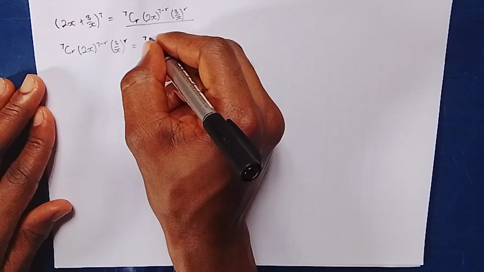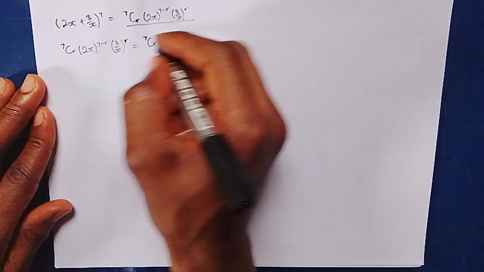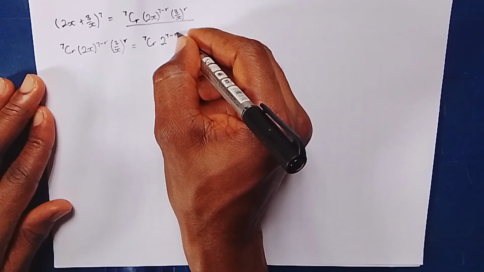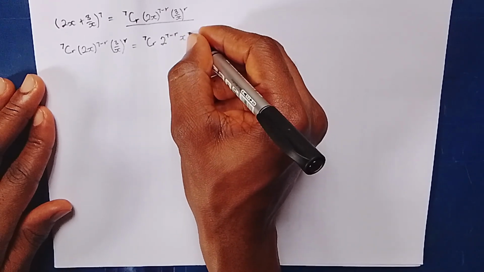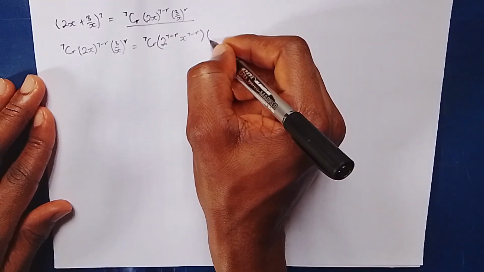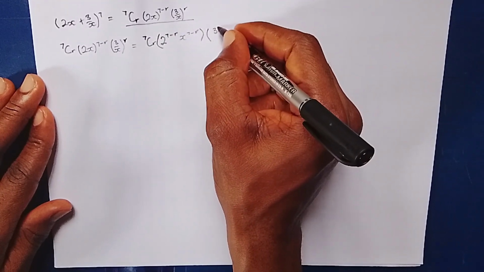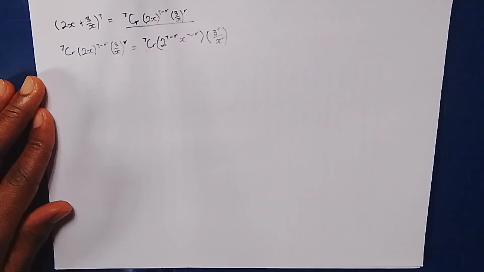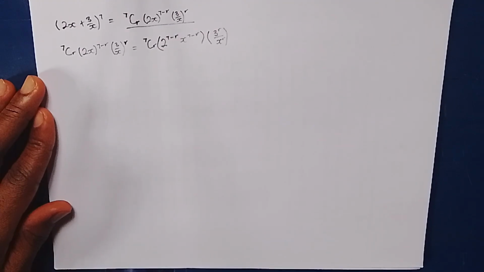This becomes 7Cr. In opening this bracket, we have 2 raised to power 7 minus r and x raised to power 7 minus r. Then also 3 raised to power r over x raised to power r. So what we do now is we collect like terms and separate the variables from the constants.